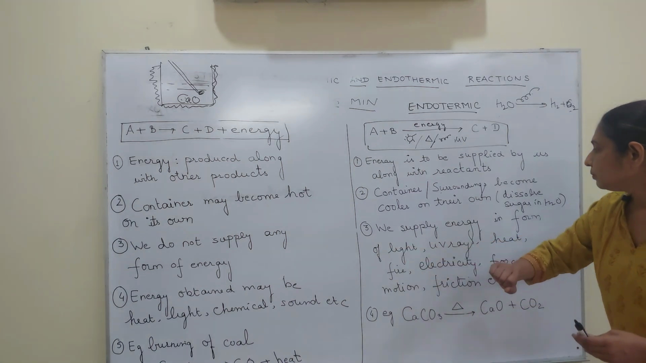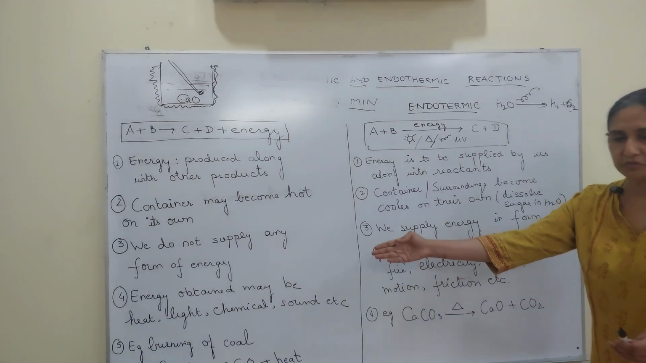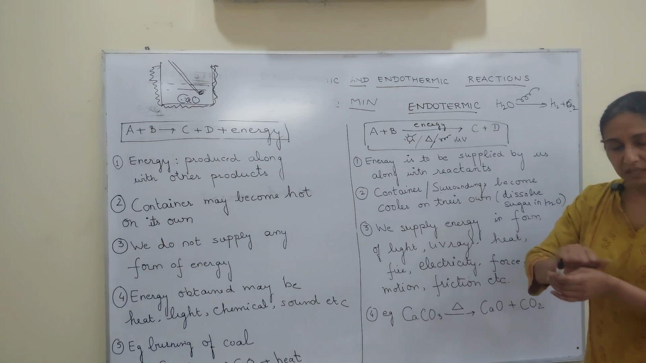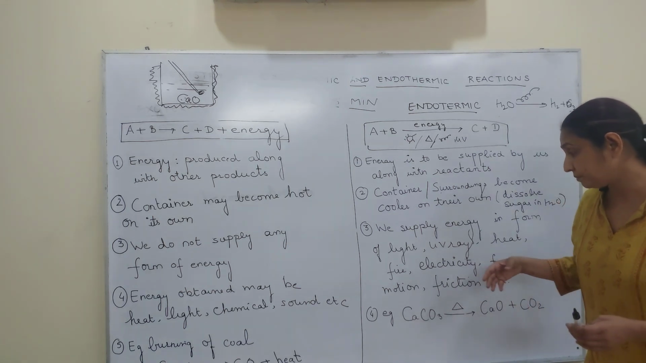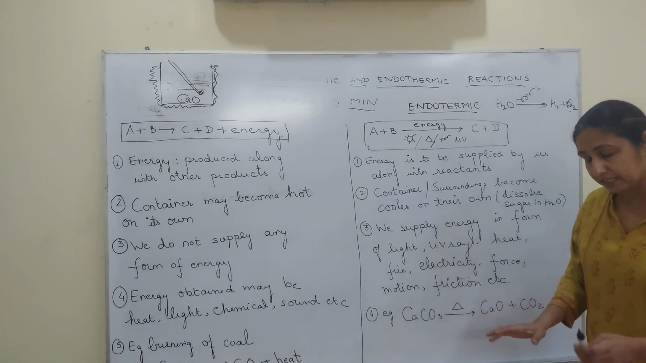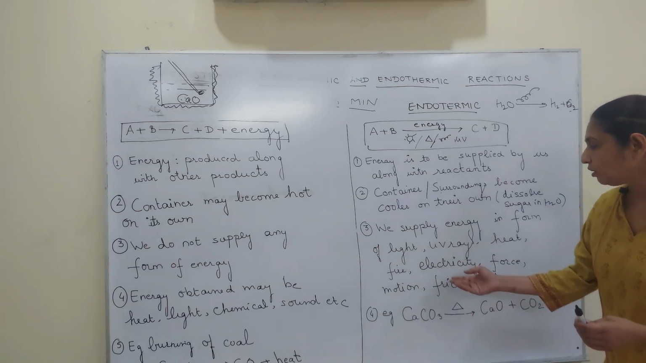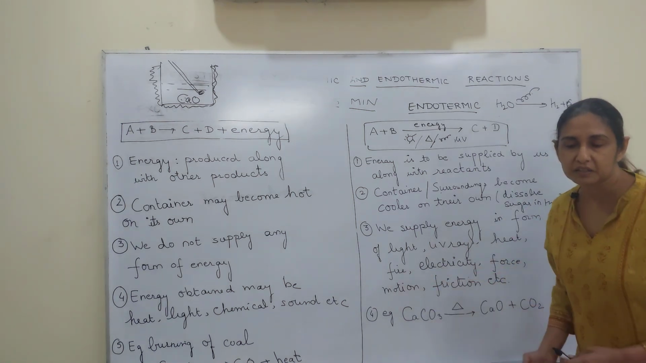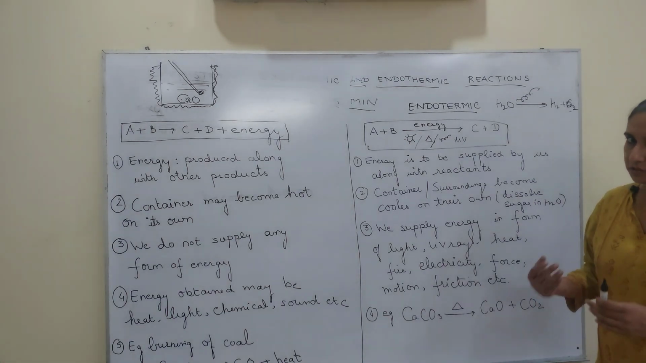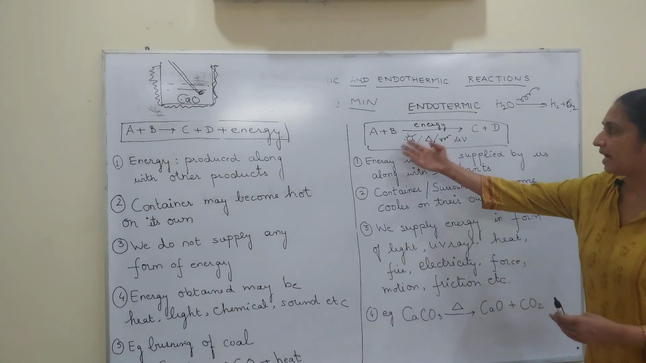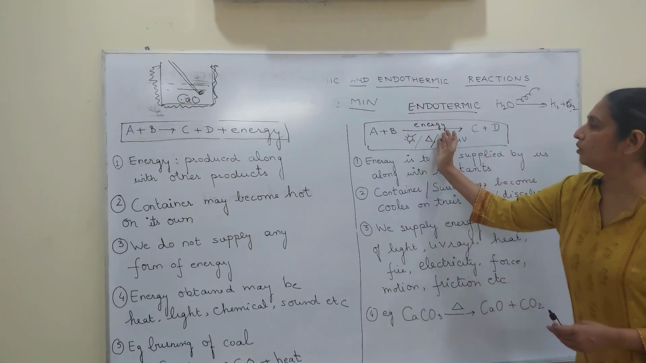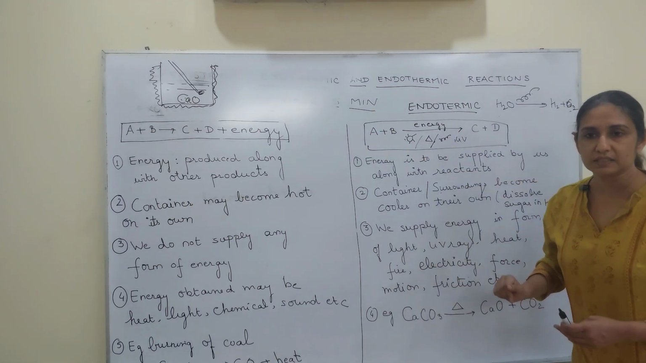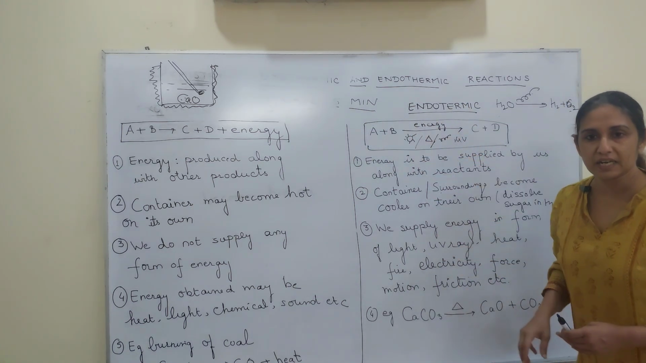Then we supply energy in the same various forms. It can be heat, light, ultraviolet, electricity. We can rub it. We can provide motion to it. We can create friction in it. All these are different ways of supplying energy. We can burn it. We can put it on fire. These are all the ways of providing energy to a reaction on the reactant side. All this is the reactant side. From here till here is the reactant side. So this is also a part of the reaction.